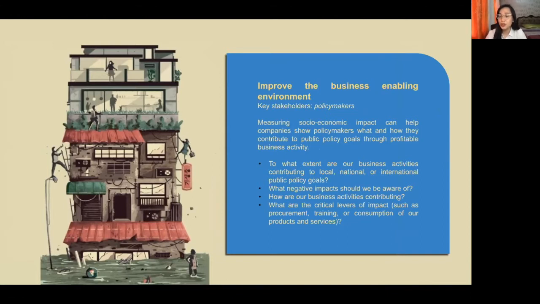Why? Measuring socioeconomic impact can help companies show policymakers what and how they contribute to the public policy goals through profitable business activities. It is through our businesses, our enterprises, that we also contribute to the overall success of our environment. Now, how and what are the things that we are doing to contribute to that one? Yun ngayon yung sinasagot ng mga enterprises natin. Okay? Now, questions to ponder. To what extent are our business activities contributing to local, national, or international public policy goals?